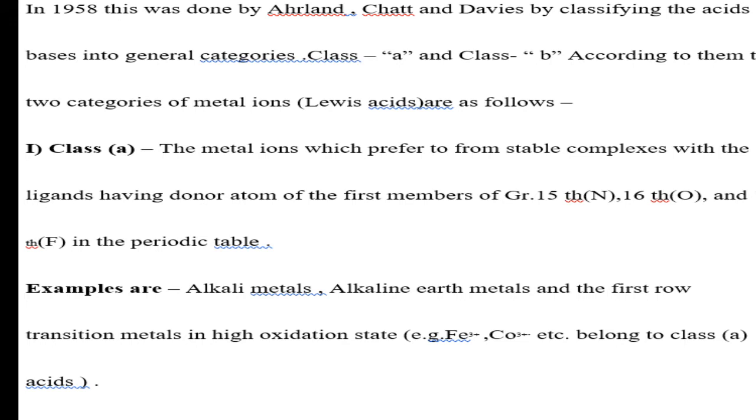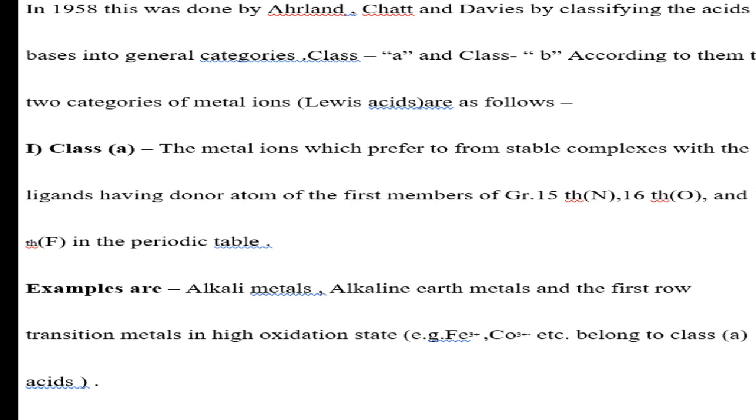According to them, the two categories of metal ions are as follows, which you can see on the screen. First is class A. This comprises the metal ions which prefer to form stable complexes with the ligands having donor atoms of the first member of group 15, that is nitrogen, group 16 starting from oxygen, and group 17, fluoride, in the periodic table.